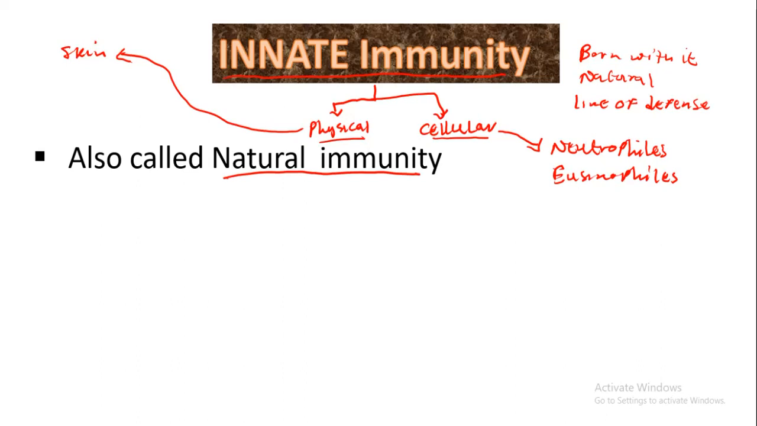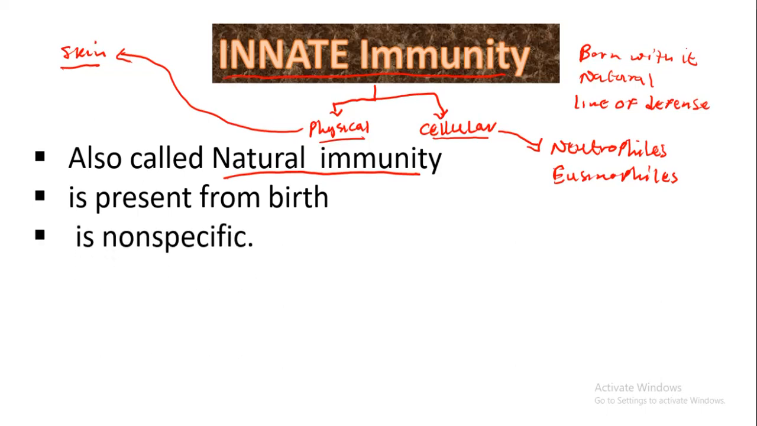So the innate immune system is also known as the natural immunity. Why is it called the natural immunity? It's because you are born with it. For example, the physical component of the innate immune system is the skin. Everyone is born with the skin. No one is born without the skin. Like I said, it is the type of immune system which you are born with.